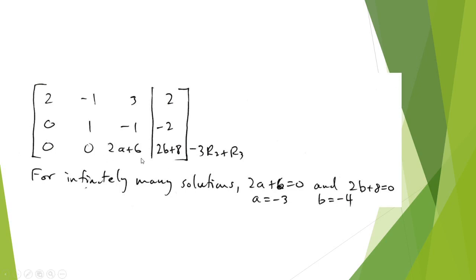So now we can just set 2a plus 6 equal to 0 and 2b plus 8 equal to 0, because we need these coefficients to equal 0 if the system is going to intersect in a line, which is what we determined at the beginning of the question. That's the only way the system can have more than one solution in the context of intersection of three planes. So therefore, 2a plus 6 equals 0. We solve for a is -3, and we solve for b, which is -4.